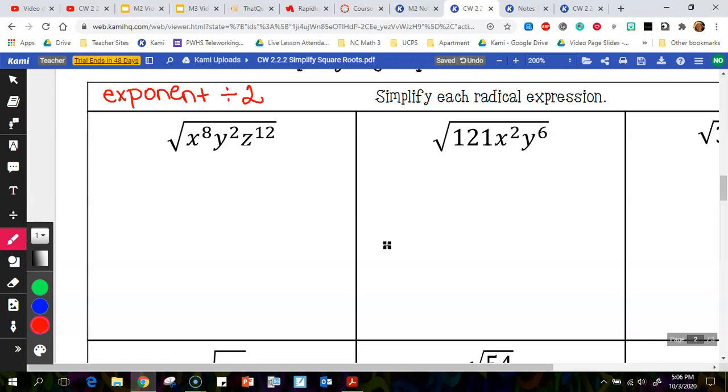So all I actually have to do, and we could talk about rewriting this as x squared times x squared, but you don't really need to worry about that.